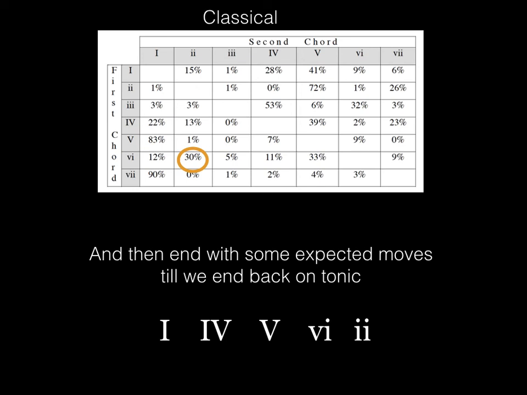So how about let's go down to 2. 6 goes to 2, 30% of the time, pretty high. 2 goes to 5, 72%. That's also very high. So let's go to 5, and then 5 goes to 1, 83% of the time, and we end. And we end with a progression that sounds like this.